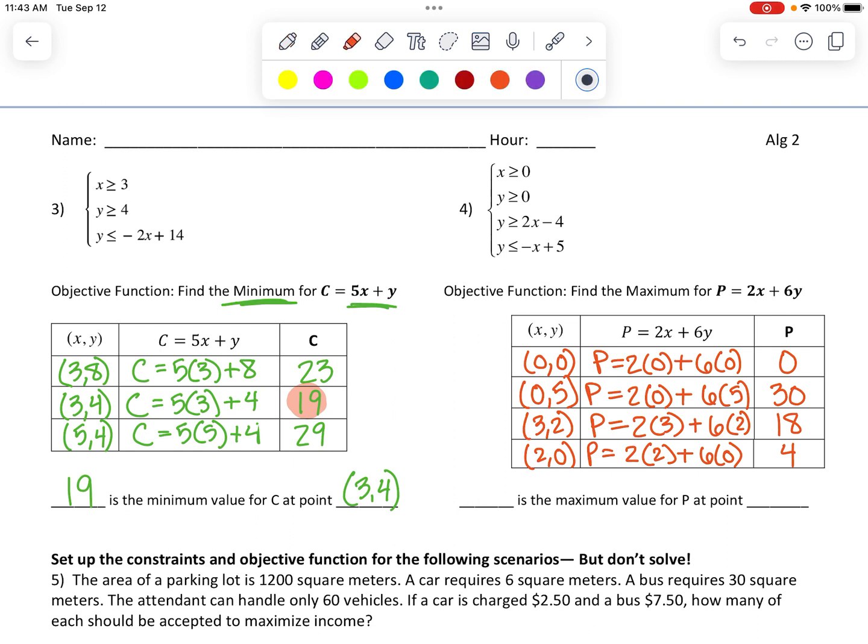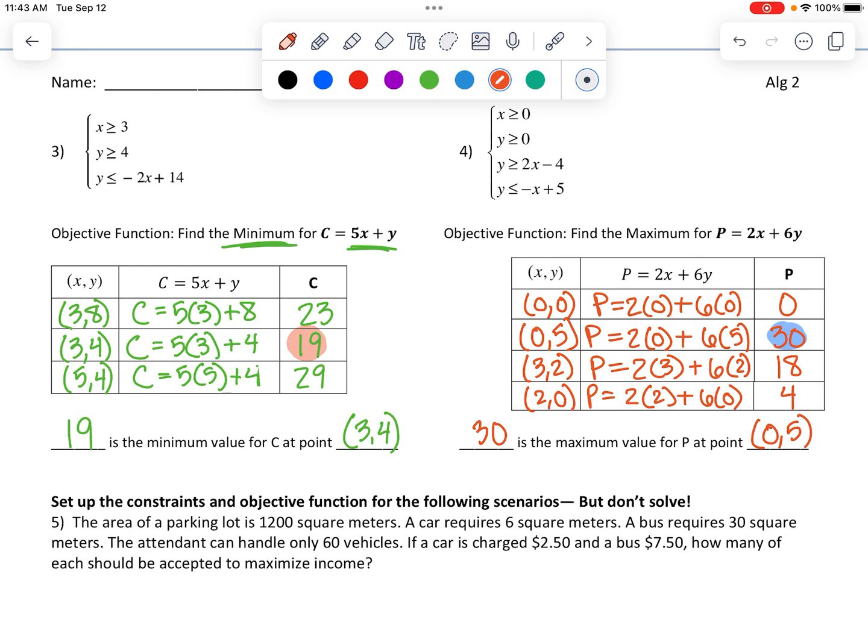All right, and maximum value on this one. 30 is my biggest number, so that is my maximum value. That occurs at (0, 5). Okay, so now just to think about when we're actually trying to find that minimum or maximum value, what that actually means in a real scenario, okay?